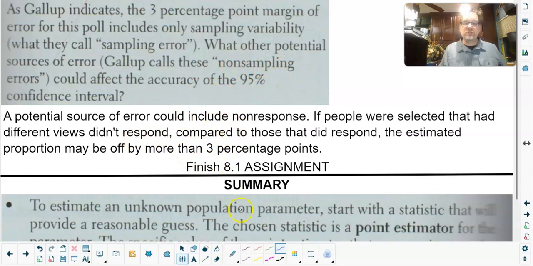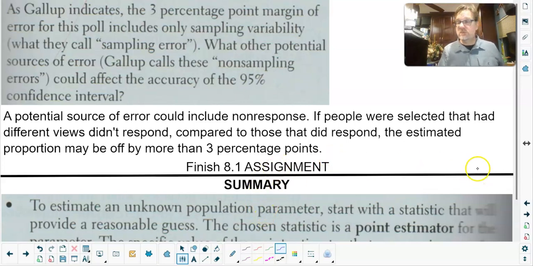So a potential source of error could include non-response. If people were selected and they had different views, and didn't respond. So I asked you, do you want to respond? And everybody else is saying yes, and I'm just going to go, yeah, I don't really care if I lose weight. I don't respond. That would change my estimated amounts.